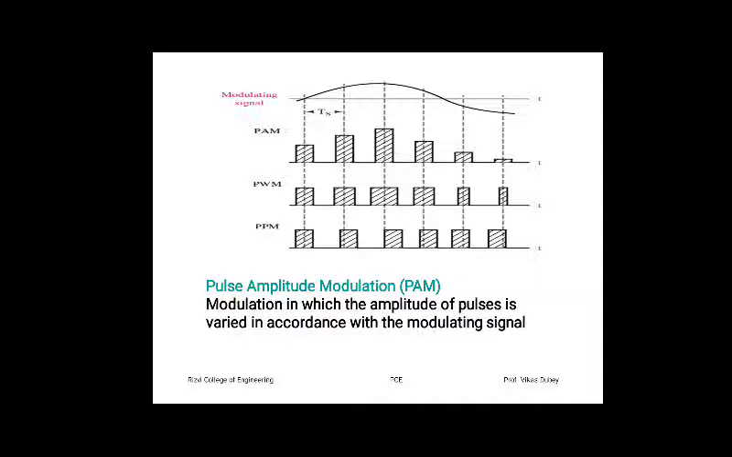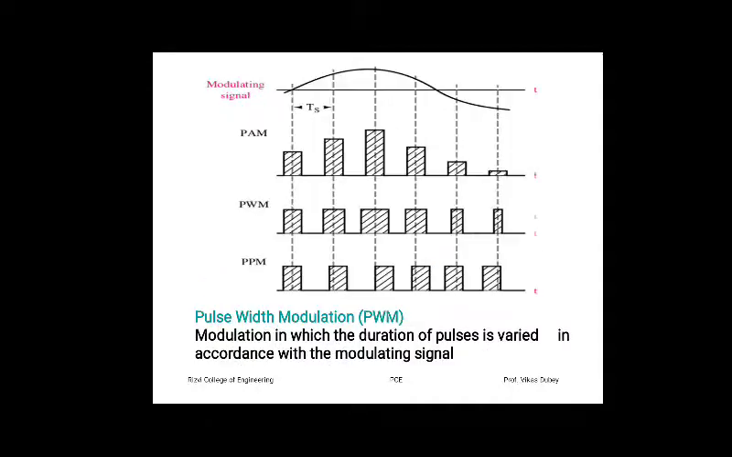So pulse amplitude modulation is one in which the amplitude of pulses is varied according to the modulating signal. Pulse width modulation is a modulation in which the width of the signal is going to vary according to the modulating signal.